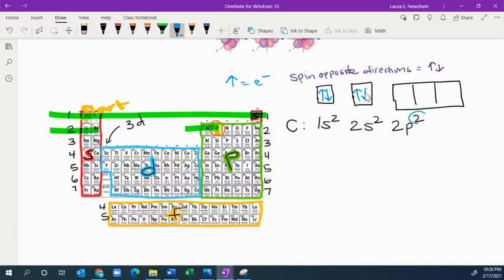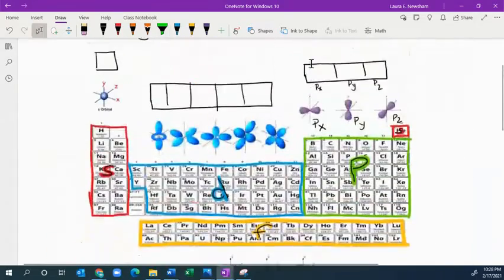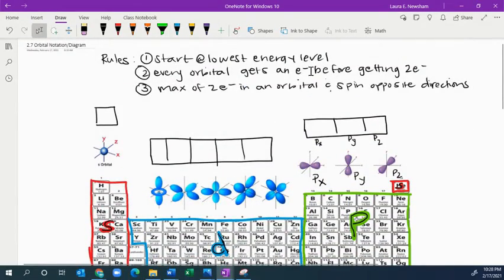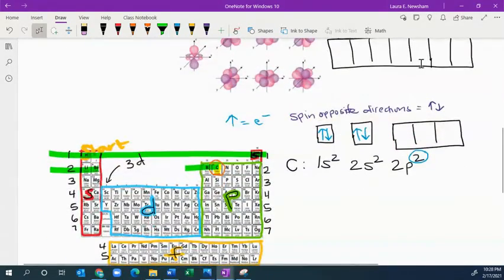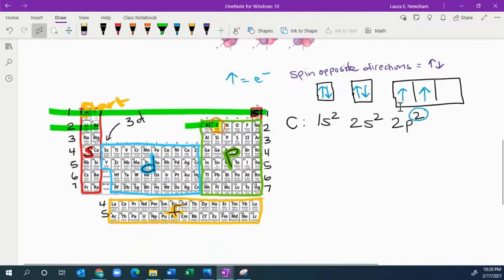Now we have 2 electrons here in this P. This is where that one rule states that every orbital gets an electron before getting 2. That means every rectangle here gets an electron before it gets 2. So I have 2 up arrows. Notice I'm leaving this box empty because I don't have enough electrons. Each box is getting an individual arrow because of that second rule: every orbital gets an electron before getting 2.